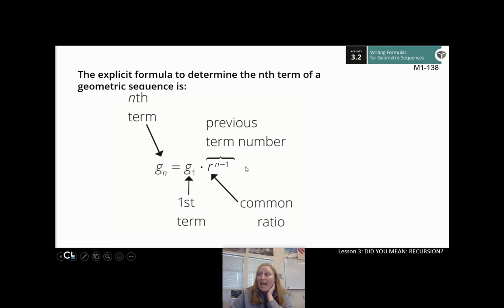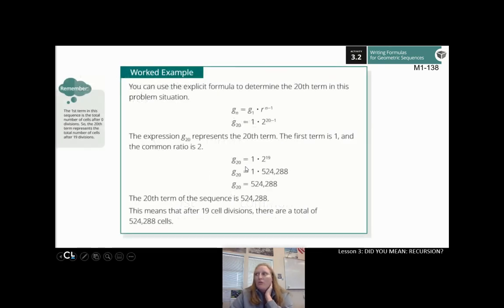So I'm going to show you how this works. I have a worked example for you. Of course I have a worked example for you. Of course I do. So you can use the explicit formula to determine the 20th term in this problem situation. So I'm like, dude, 20 terms? Holy crud.